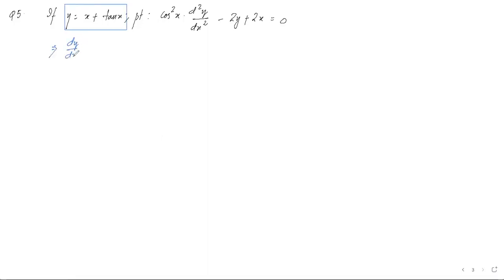Differentiating the first time, d/dx of x is 1 and d/dx of tan x is sec square x. So we got this as sec square x. Differentiating it once again, this is d2y by dx square. Derivative of 1 will be 0 and derivative of sec square x will be 2 sec x into sec x tan x. Because first we differentiate the power, so it becomes 2 sec x, and then we differentiate the sec, that it becomes sec x tan x, because we know d/dx of sec x is sec x tan x.